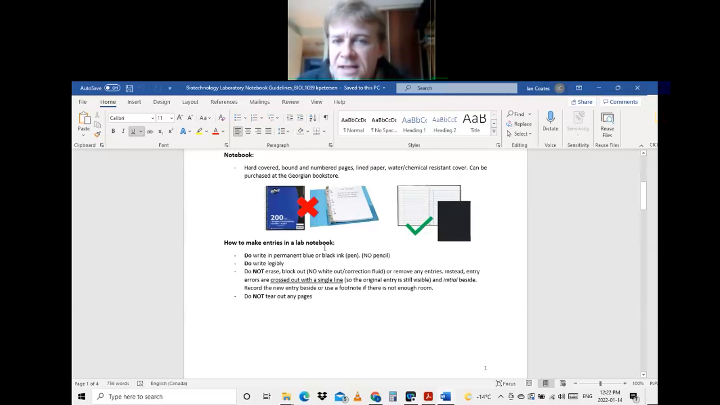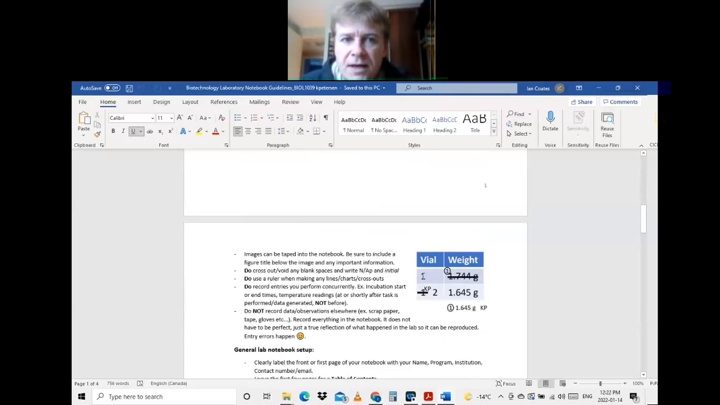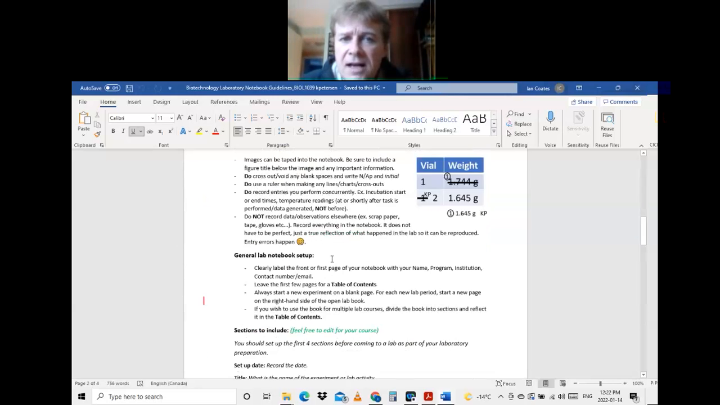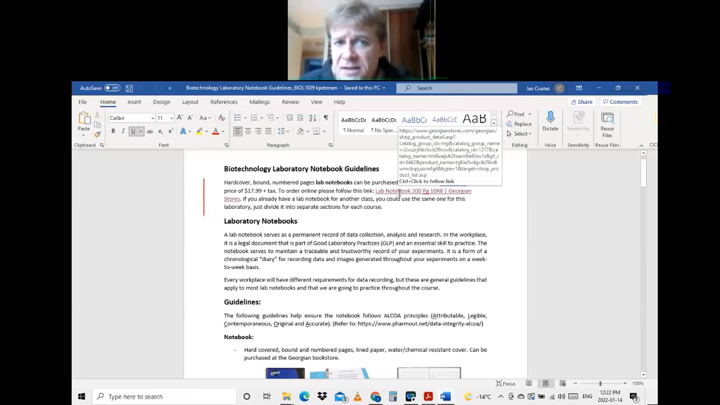Okay. How to make entries in a lab notebook. Do write in permanent blue or black ink. No pencil. There's no erasing. Write legibly. Don't erase or block out any of these things. Mistakes are okay. Errors are crossed out with a single line. That's all we're looking for. I'm not perfect. You're not perfect. It's okay. Make a mistake, cross it out, give me the right one. And do not tear out any pages, okay? So you guys can have a look at this, and it details that you can buy these online.